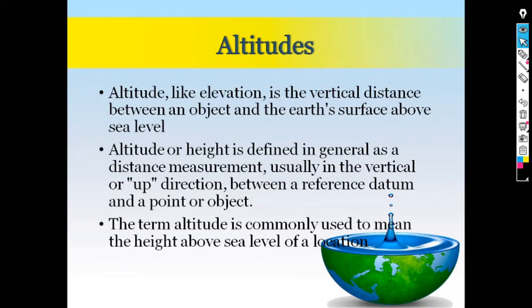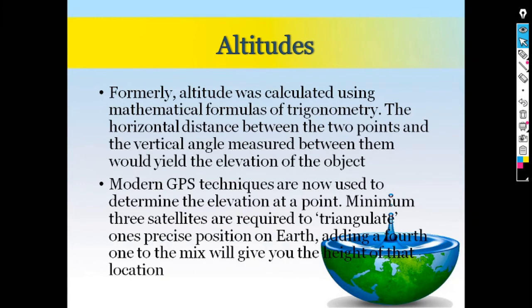Now let's discuss altitude. Altitude is nothing but height. Altitude, like elevation, is the vertical distance above an object and the earth's surface above sea level. Altitude or height is defined in general as a distance measurement, usually in the vertical or up direction, between a reference datum and a point or an object. The term altitude is commonly used to mean the height above sea level of a location.